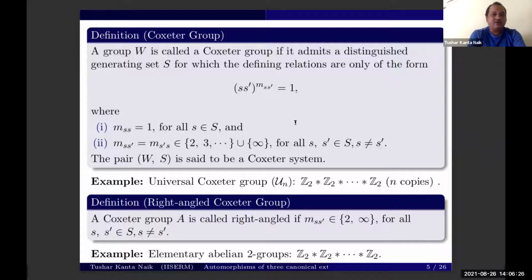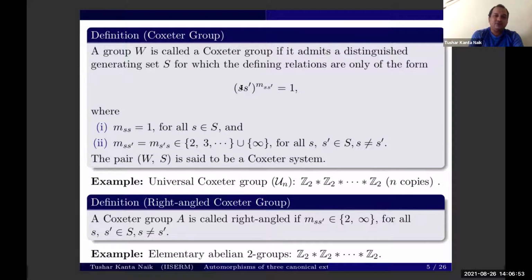So the only difference in the presentation of a Coxeter group from the presentation of an Artin group is that here the generators are of order 2. So again, here we have m_{ss'}, which is equal to m_{s's}, and they can again be a finite positive integer greater than 1 or infinity. And here we add m_{ss} equal to 1 to make the generators involutions.